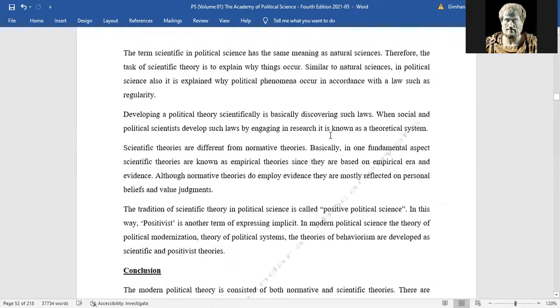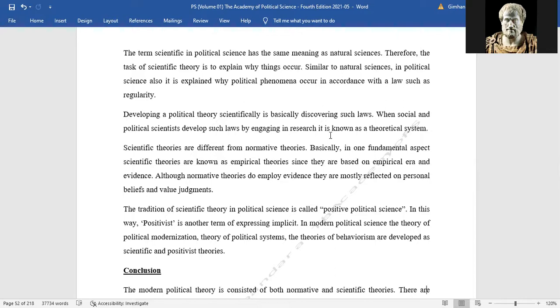The term scientific in political science has the same meaning as in the natural sciences. Therefore, the task of scientific theory is to explain why things occur. Similar to the natural sciences, in political science it is also explained why political phenomena occur in accordance with a law such as regularity. Developing a political theory scientifically is basically discovering such laws.